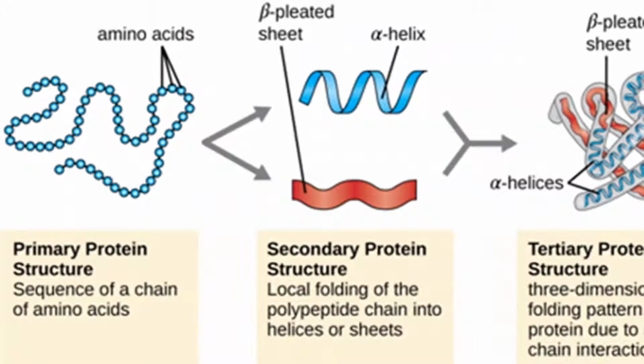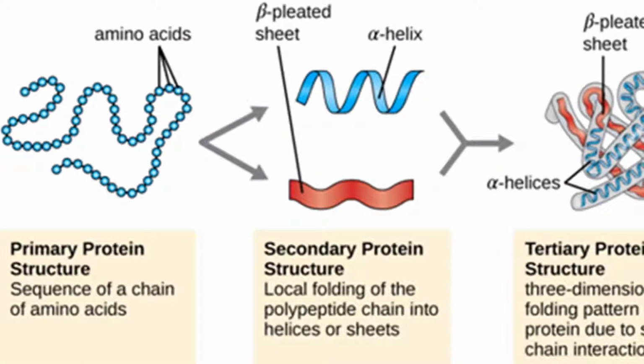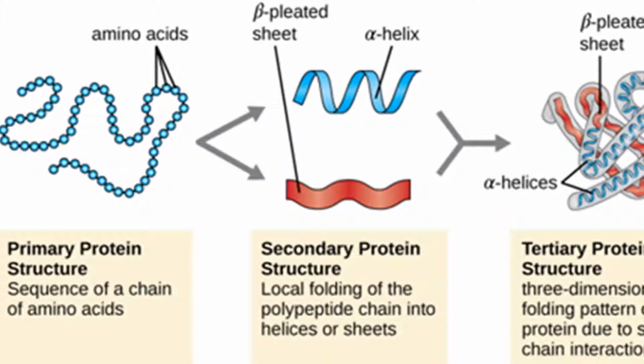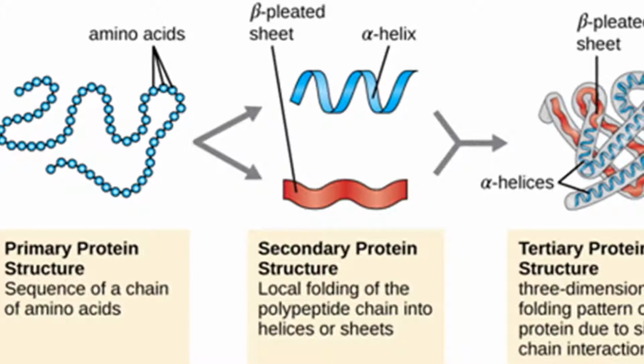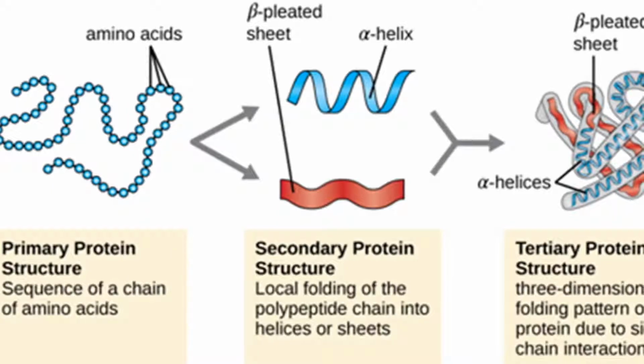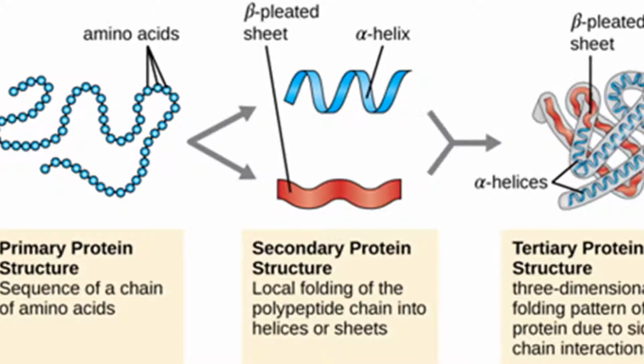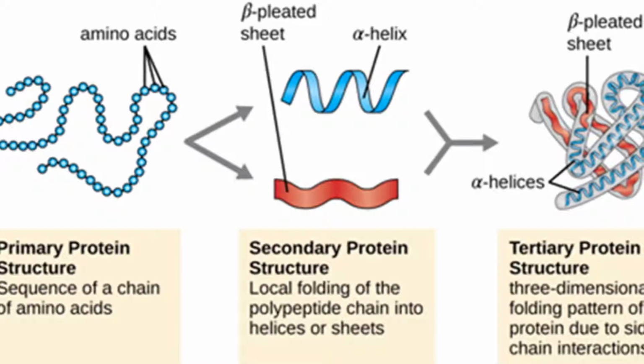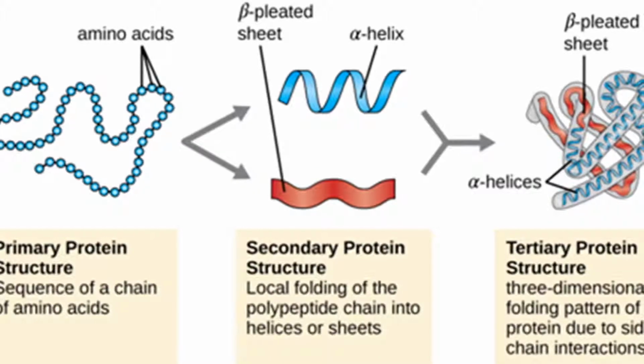Primary structure. This is the first stage. It simply refers to a singular polypeptide chain. There is a specific sequence of amino acids, determined by the specific sequence of DNA bases.